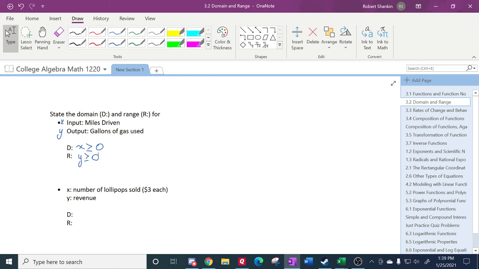All right, group 3, what do you have for this one? Okay. D is x is greater than or equal to 0, and R would be 0, 3, 6, 9, 12, etc. And the etc. we'll just put dot, dot, dot. All right. And your name is? Amari. Okay. All right.